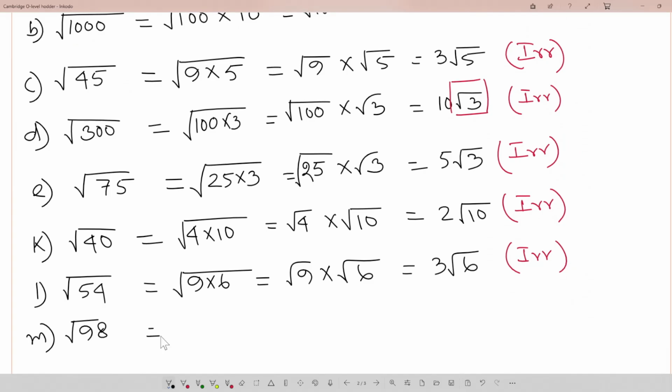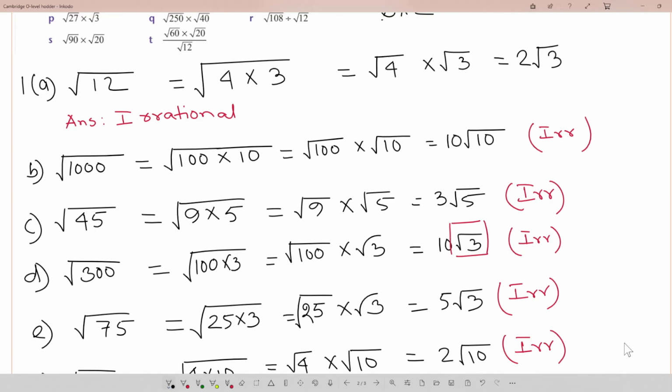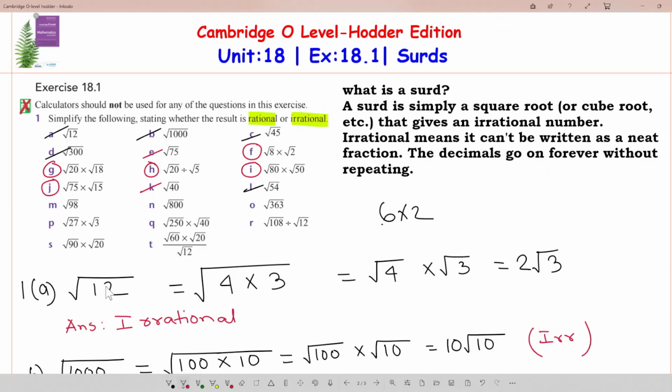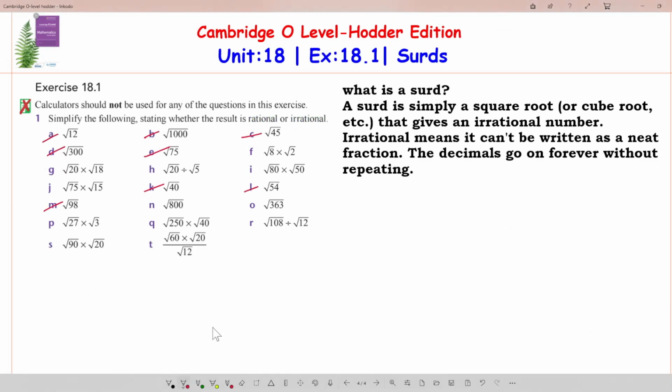How can we separate this one? Look, 49 times 2 is 98. So root 49 times root 2. Root 49 means 7, and here is root 2. This one is also an irrational number. So number M done. Now we try to solve number N.